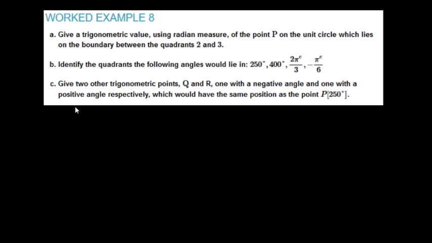Today we're going to have a look at just a couple of examples from chapter 9.4. The first one we're looking at is example 8. Give a trigonometry value using radian measure for the point P on the unit circle, which lies on the boundary between quadrants 2 and 3.